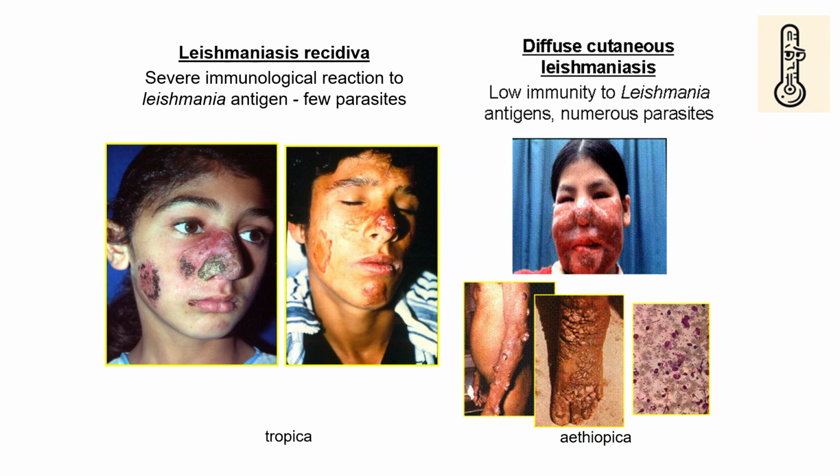This slide demonstrates how the host's immune response dictates the clinical outcome. On the left, Leishmaniasis recidiva, often caused by L. tropica, represents a severe immunological reaction despite very few parasites being present. In contrast, on the right, diffuse cutaneous leishmaniasis associated with L. ethiopica occurs when low immunity allows for numerous parasites and widespread lesions across the body.